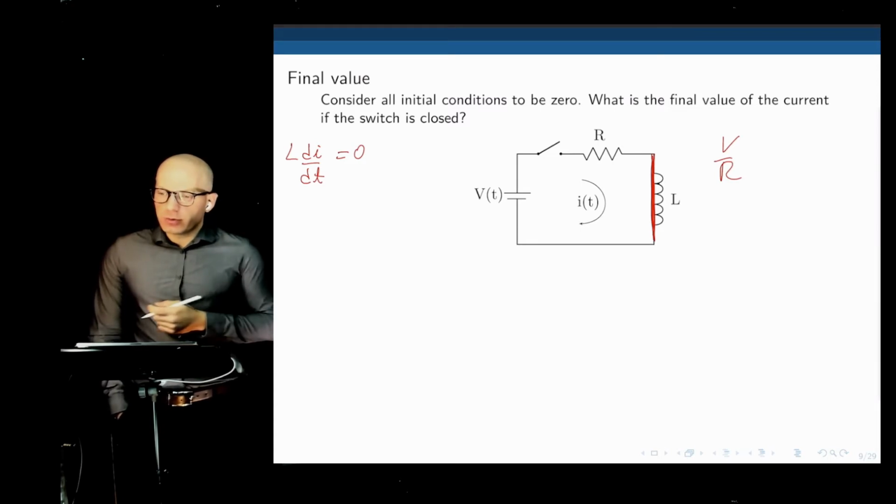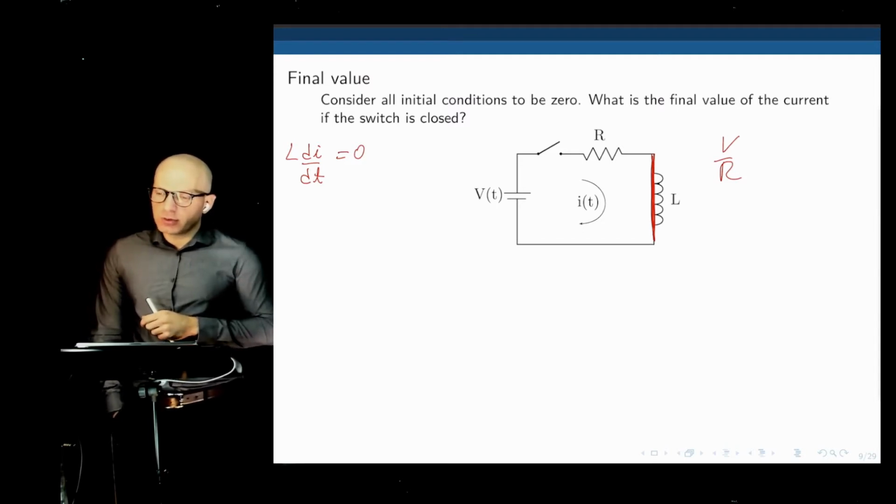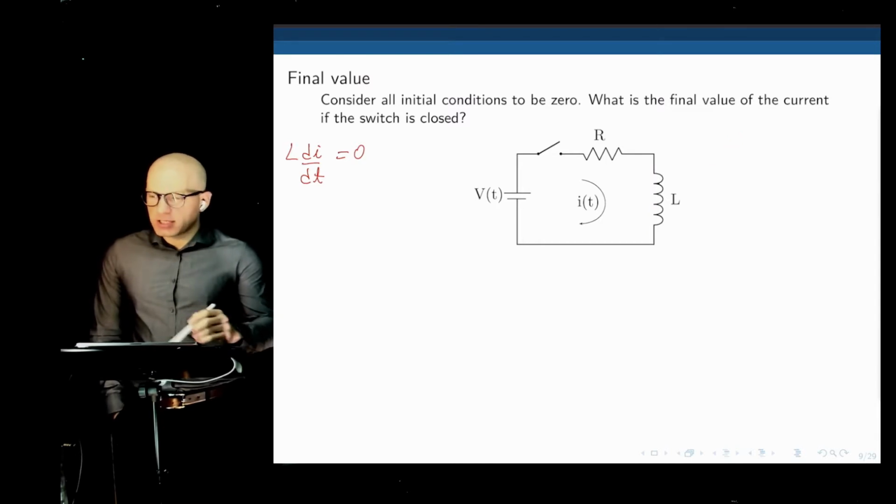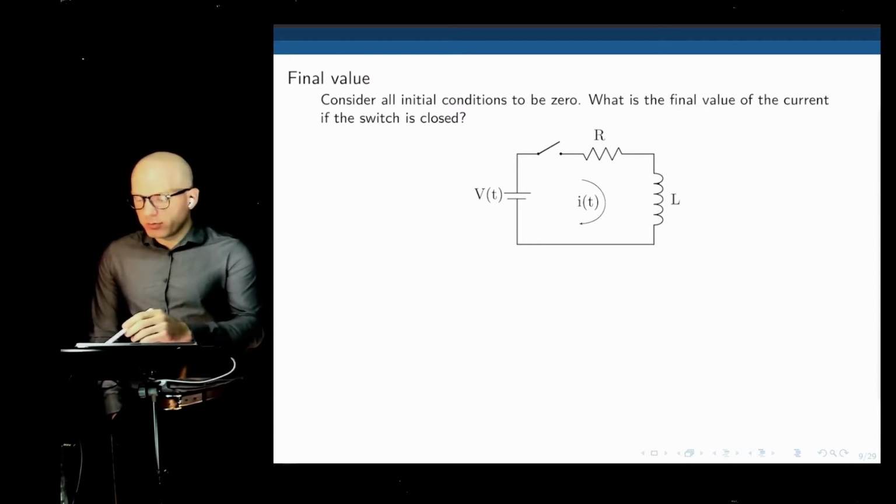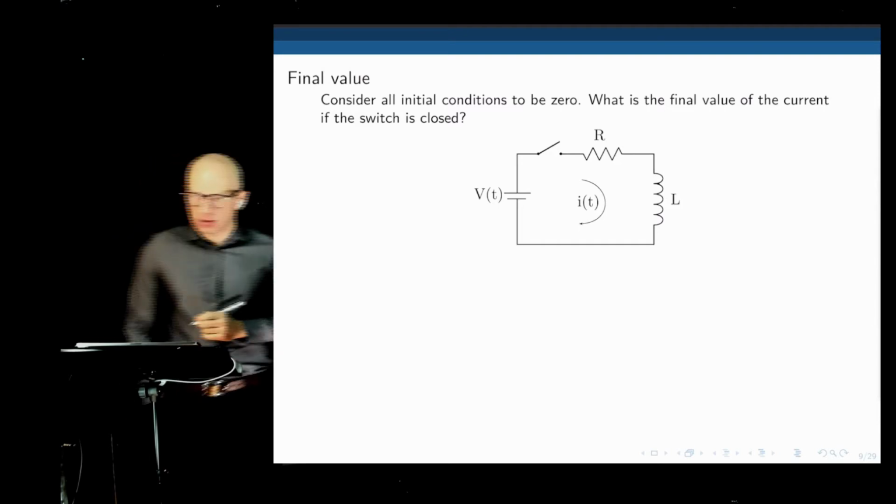V over R, right? Without any calculation, we can tell that this is V over R. If we had a capacitor instead of the inductor, what would be the final current value? 0. Because the capacitor in DC becomes an open circuit. So now let's see if our analysis is correct.